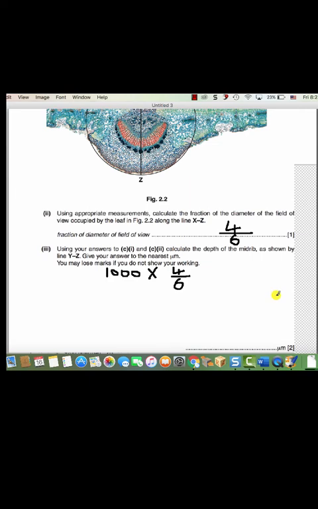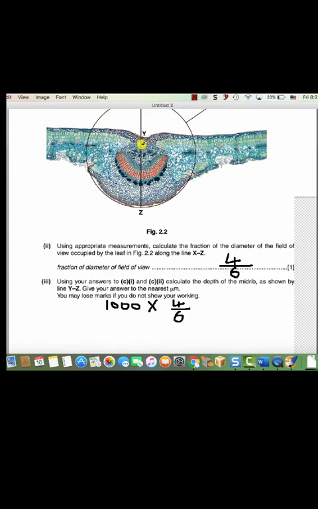Then he asked you to find another way to measure this actual length. This will be by the eyepiece graticule, which will measure this length in eyepiece graticule and then calibrate the eyepiece graticule with the stage micrometer and find the value of 1 EPG. Multiply this value by the measurement you have measured by the EPG to find out the actual length of YZ.